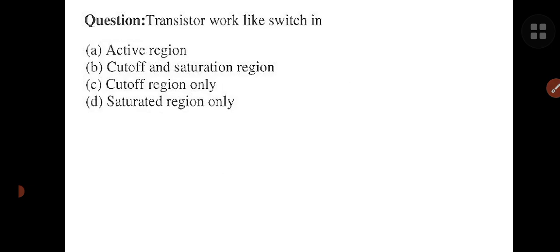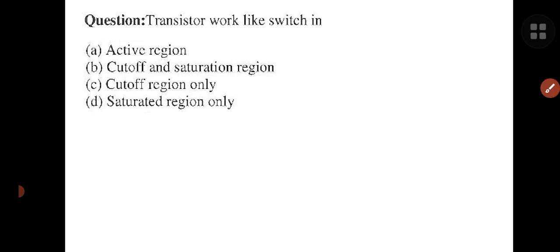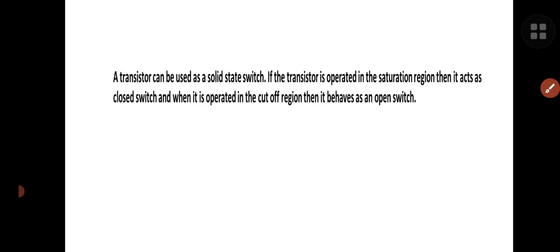A transistor works like a switch in: A, active region; B, cutoff and saturation region; C, cutoff region only; D, saturated region only. A transistor can be used as a solid state switch if the transistor is operated in the saturation region, then it acts as a closed switch, and when it is operated in the cutoff region, then it behaves as an open switch.